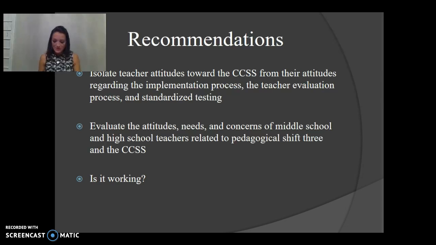This research has not only exposed me to the importance and the influence of informational text on children in early childhood classrooms, but it's also inspired me to support teachers as they faithfully seek to implement this instructional shift with fidelity in their classrooms. Thank you so much for allowing me this opportunity to present my research, and I am glad to accept questions now.